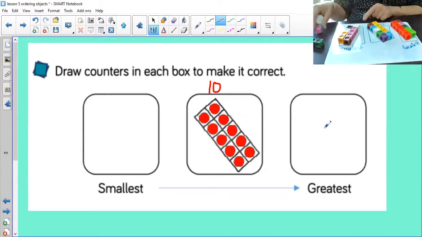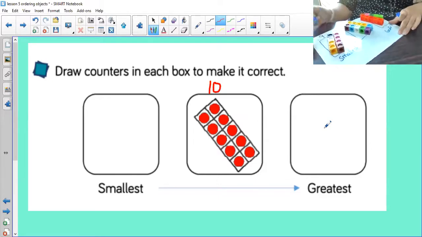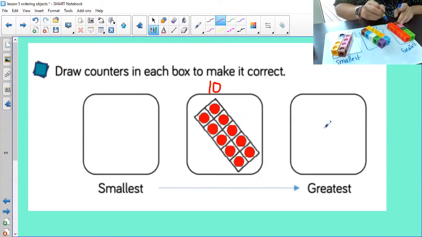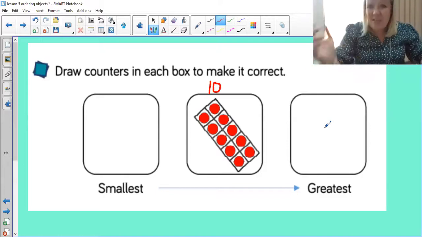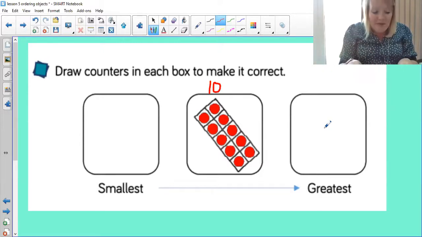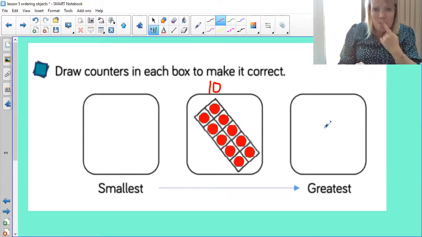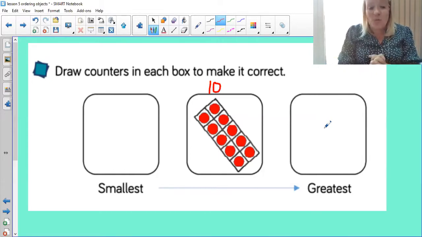Smallest. So I've got here 9, 10, and 12. Smallest to greatest. Excellent. Is that the only way we can do it? No, we can have other numbers in there. So, you can give me another number that's smaller than 10. So it's not 9 because we've done 9.